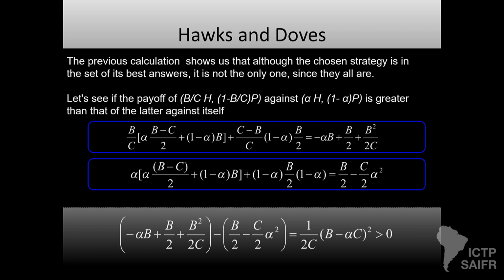And we can see that this subtraction is always positive, meaning that the payoff of the Nash equilibrium against any other strategy is always higher than the payoff of this same strategy while competing with itself. So the best thing to do is always to play the Nash equilibrium. So this completes the idea. Okay.